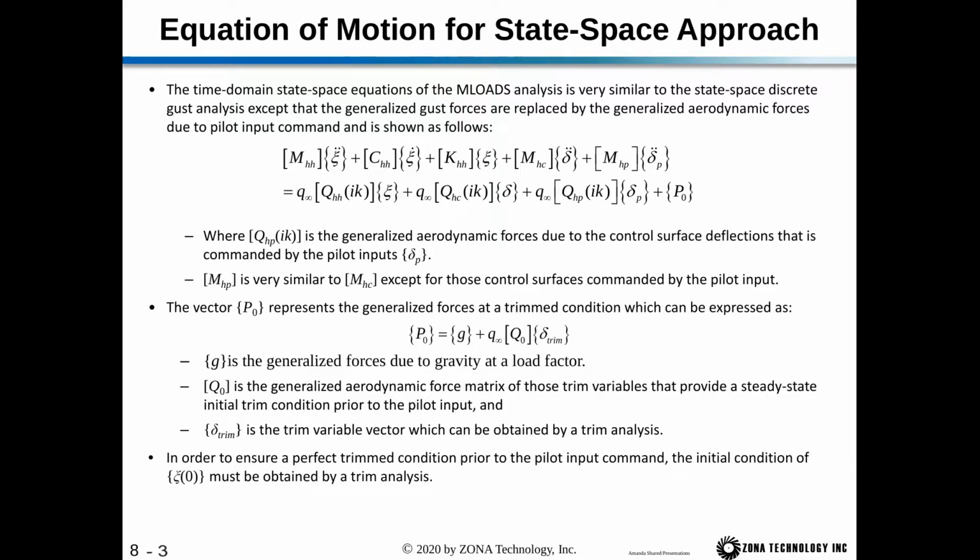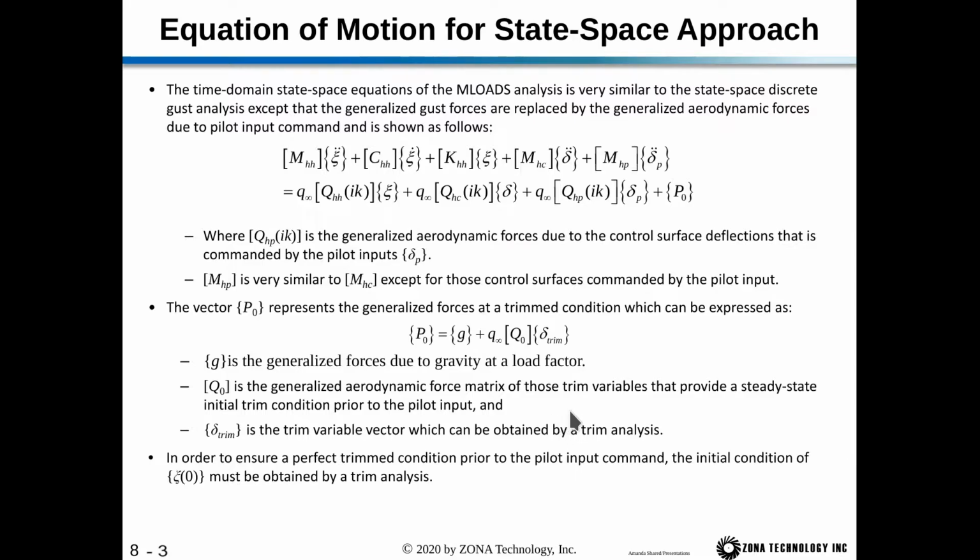So for example, if you do a trim analysis and you find that your angle of attack is, say, 1 degree, and then your elevator is 2 degrees, then this delta trim would include that elevator deflection of 2 degrees. Now, in order to ensure a perfect trimmed condition prior to the pilot input command, the initial condition of C0 must be obtained by the trim analysis.